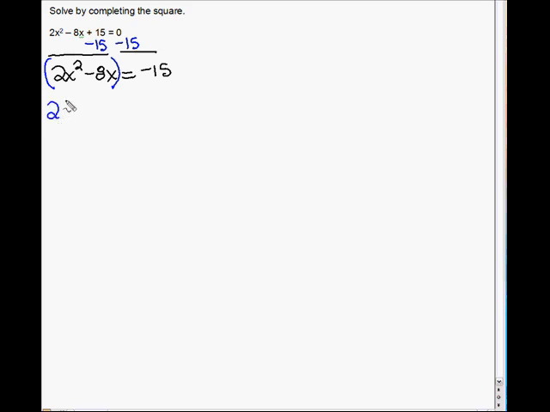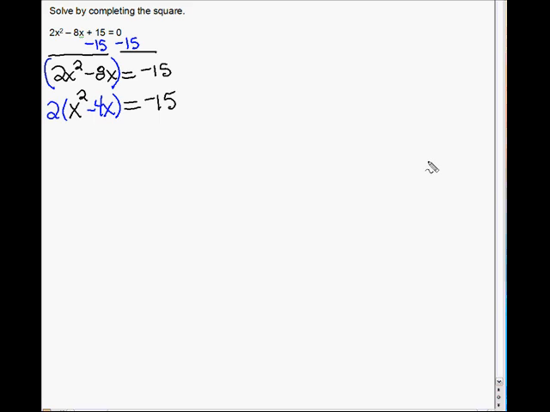When I factor out the 2, I have to remember it's being factored out of everything that was inside the parentheses. It's going to be factored out from the 2x squared, leaving x squared, but it's also going to be factored out from the negative 8x. How I factor this out is I take this negative 8x and I divide it by 2. Negative 8x divided by 2 is negative 4x. This is still equal to negative 15. So that is our step 3, factoring out the leading coefficient.